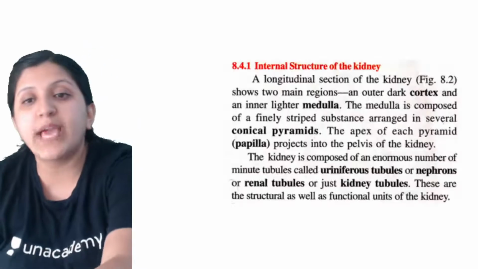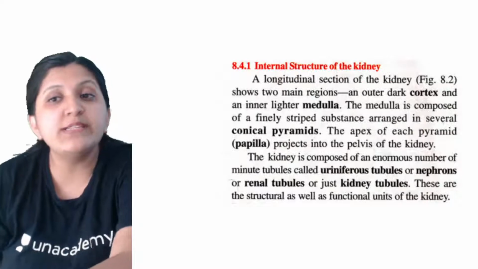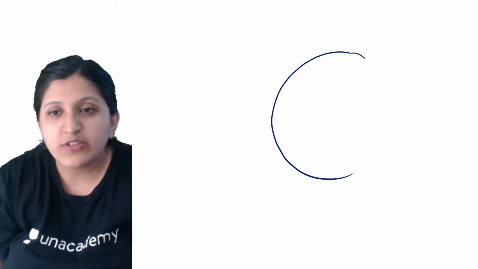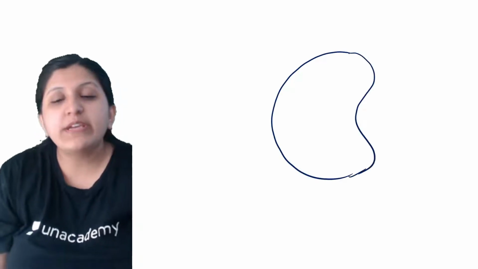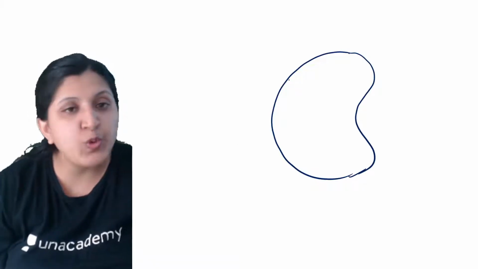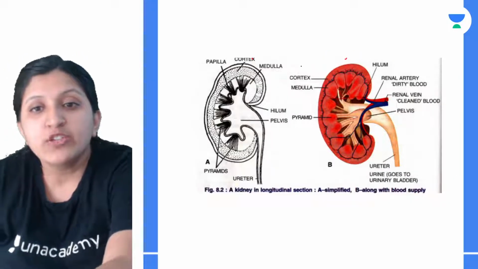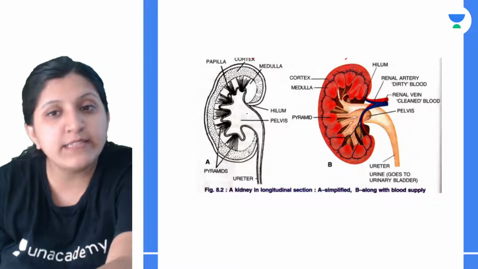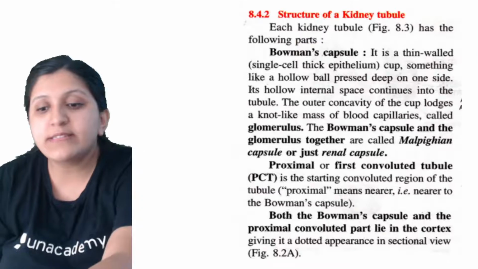I'll just draw it and explain how exactly. You can see here a longitudinal section of the kidney is taken. If we are longitudinally sectioning the kidney, let's have a look. One second, I'll draw the kidney. So this over here is a kidney. The kidney is again divided into two parts. As you can see, there is a cortex part and then there is a medulla part.